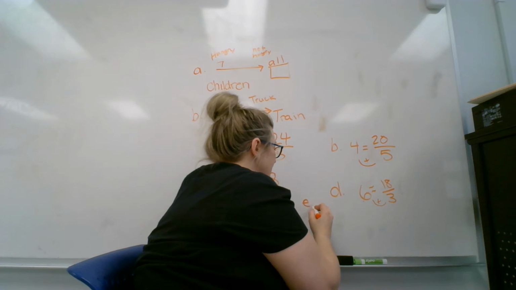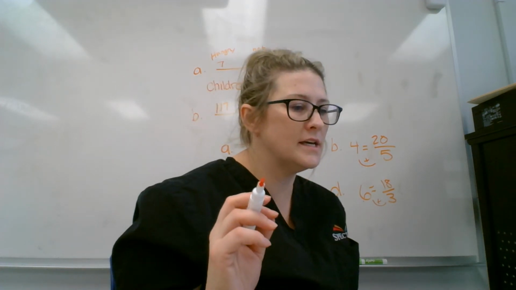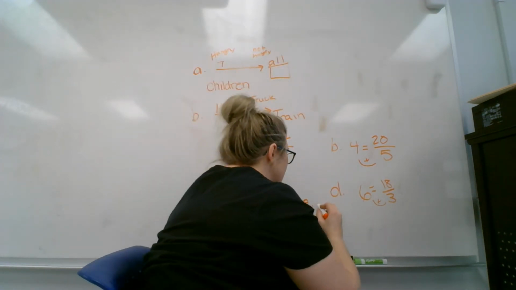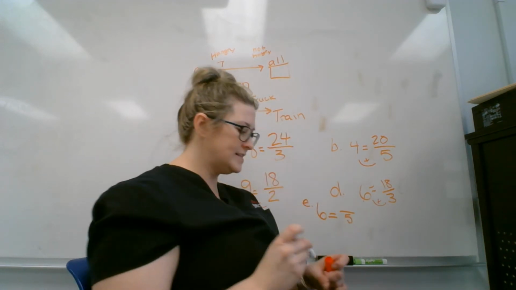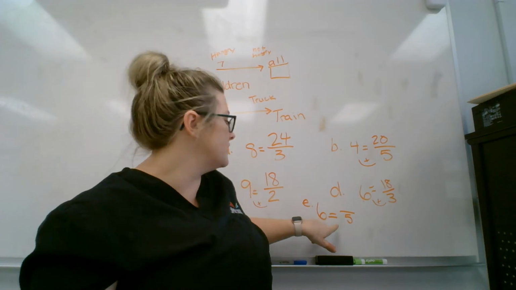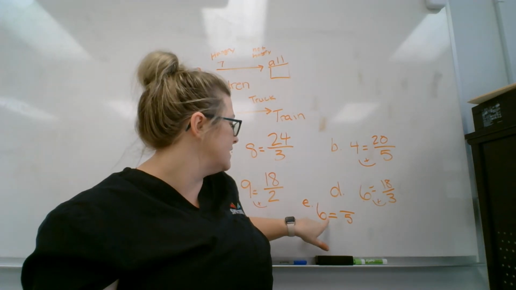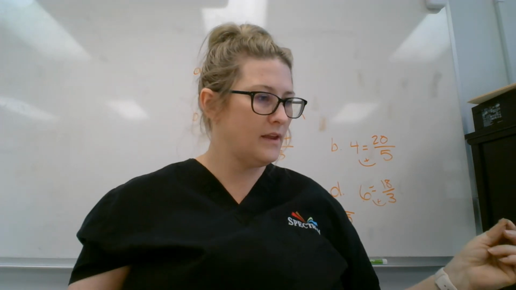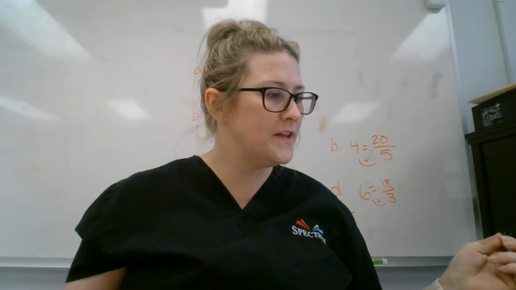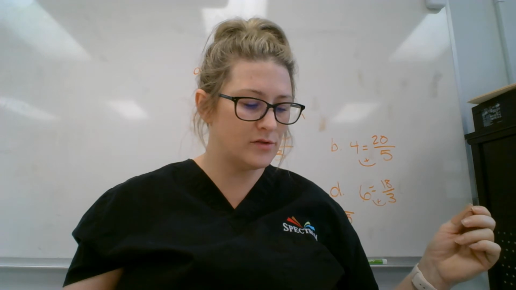There is a problem E. It is 6 equals blank over 5. That's easy peasy. I want you guys to solve this one so I can see if you understand. This number times this number equals the top number. Okay? When you are finished, we can go to part 3.